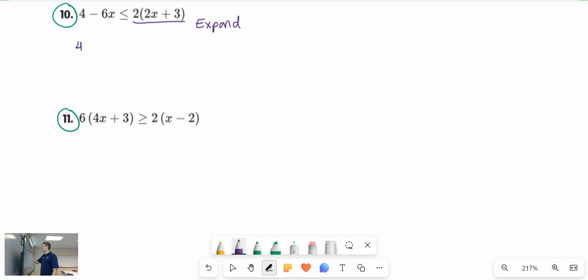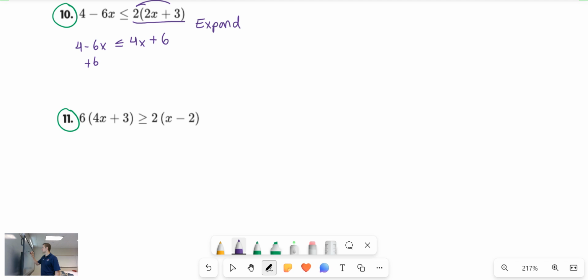All right, so we're going to copy everything else down. 4 minus 6x is less than or equal to. Let's expand it, so that 2 is getting distributed to the 2x and to the 3. So we should have 4x plus 6. All right, now we have negative 6x on one side, so let's move the x's over.